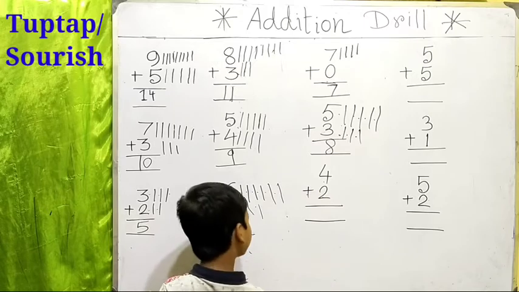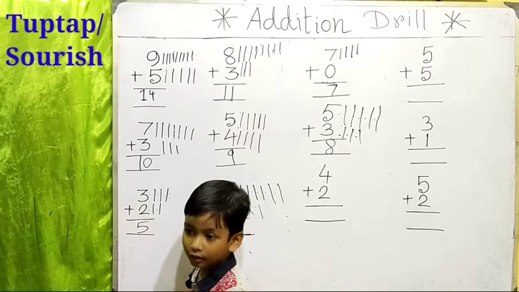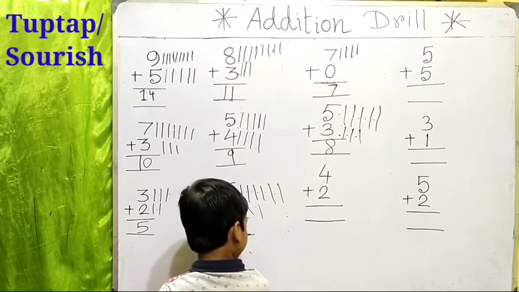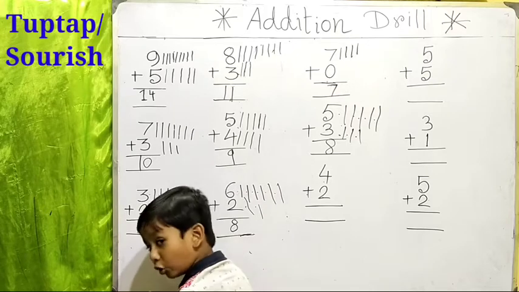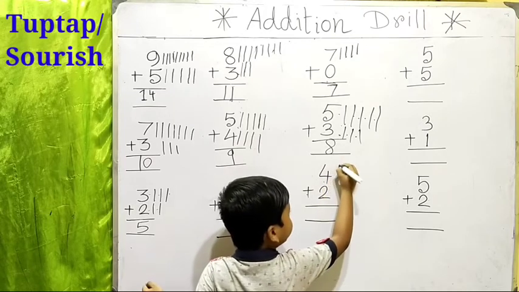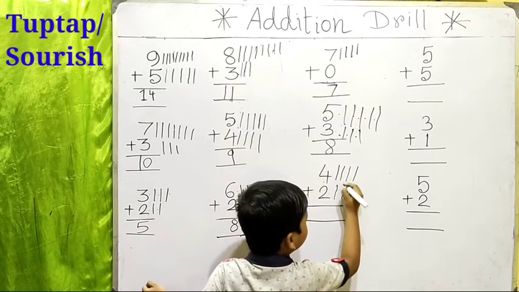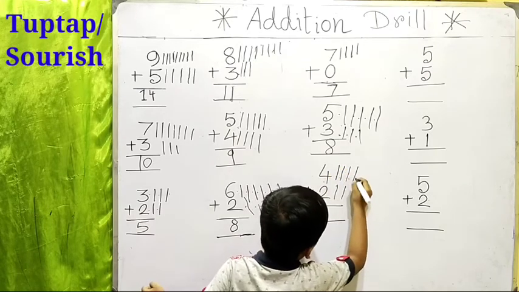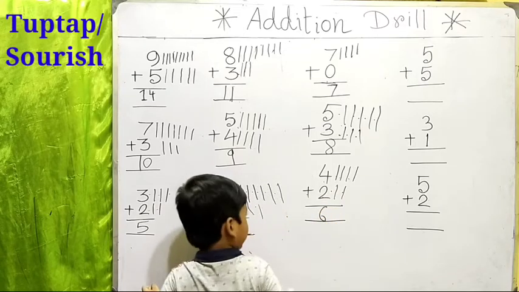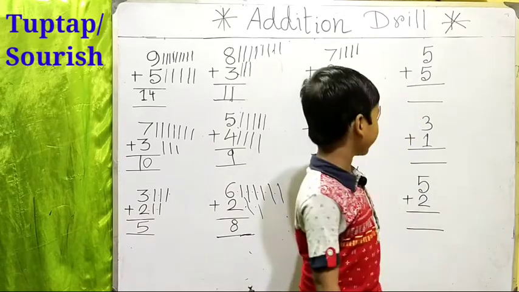4 plus 2. You think your father gave you 4 toys and your mother again gave you 2 toys. So how many toys in total? Let's see. 1, 2, 3, 4. 1, 2. So let's count. 1, 2, 3, 4, 5, 6. Our answer is 6. Next example.